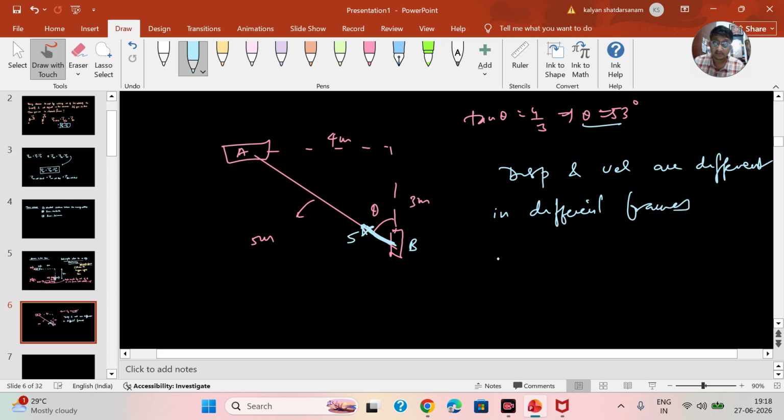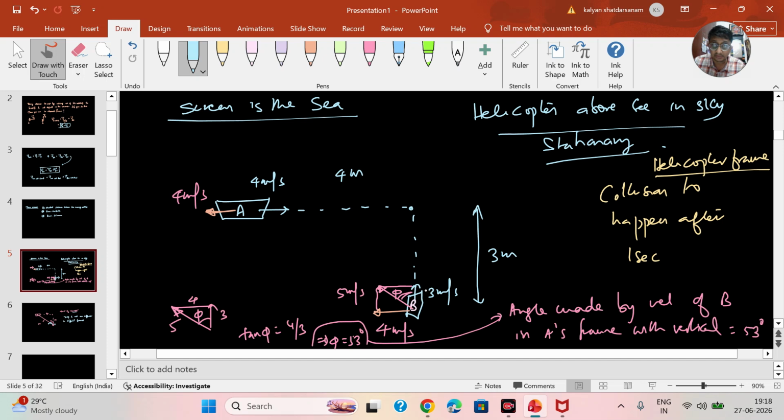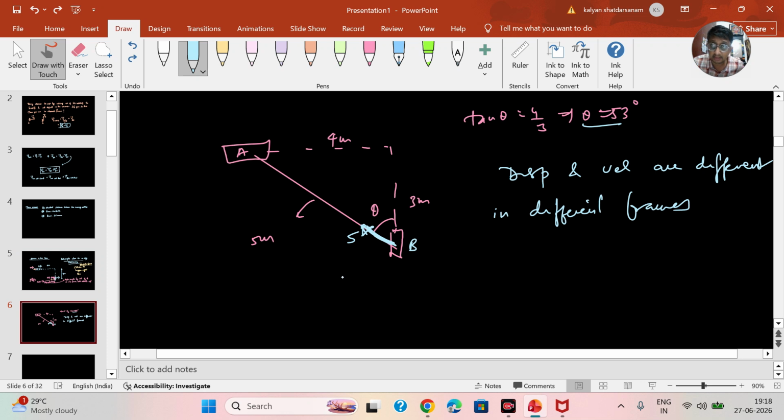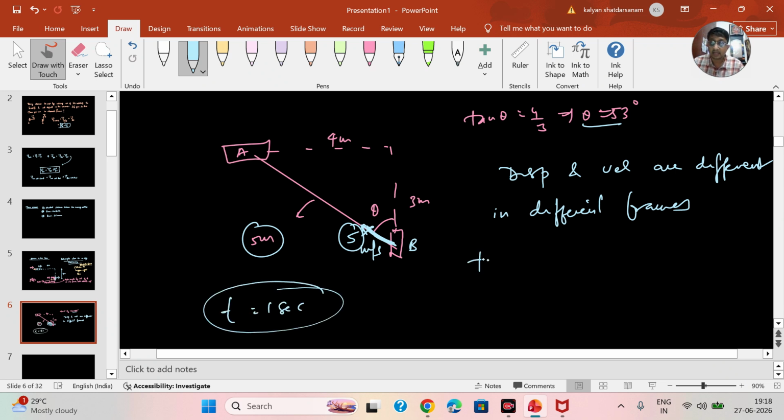Time is going to be the same in all frames. You see here, in 1 second they are going to collide, obviously. Now also it is 1 second only. You cannot change the time. It cannot happen that in one frame collision happened in 1 second and in another frame collision happened after 10 seconds. If that were correct, then I could avoid collision by going into a different frame, just by observing from a different place. No, that's not possible. So even though velocity is now different, 5 meters per second, and displacement is 5 meters, time is still 1 second only. So the time interval is the same in all frames.